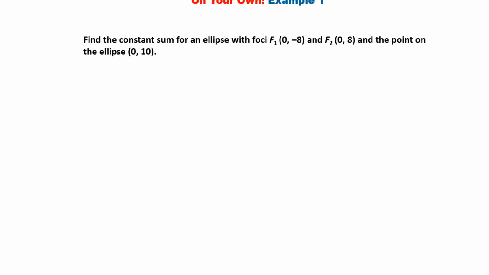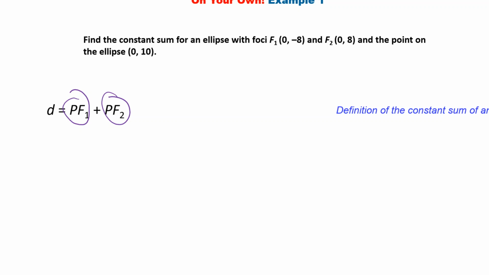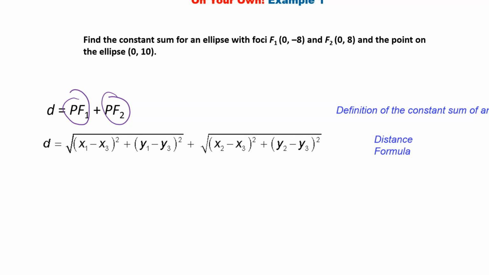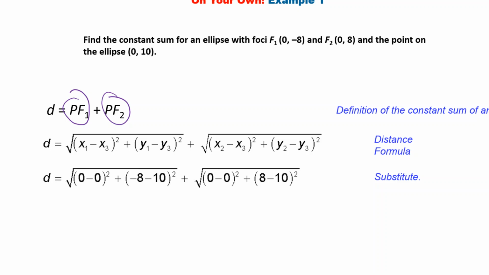All right, again, you're trying to find the constant sum for an ellipse. We're given 2 foci and a point. First of all, we use the definition of the constant sum of an ellipse. It's from P to F1 and P to F2. We add those together, and that gives us our constant sum. So let's remember what our distance formula is. There it is. And now we just need to substitute in.